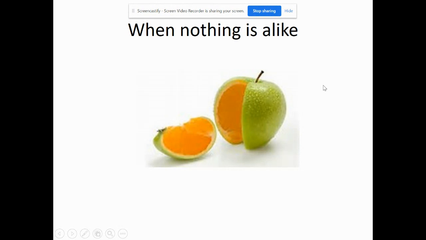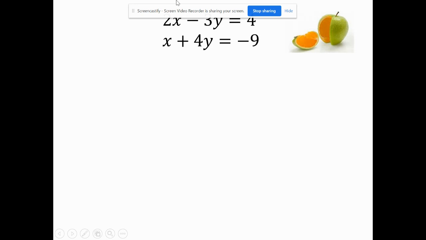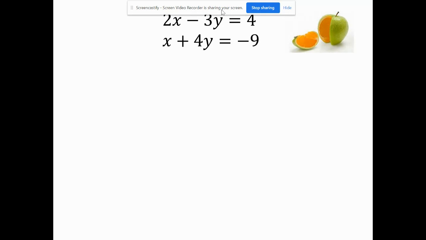Okay, elimination when nothing is alike. Notice this is not really an orange, it's an apple orange. So basically we have the equation here, 2x minus 3y equals 4, and x plus 4y equals -9. We're going to solve by elimination. This is what I call a two-step because none of the numbers are the same.